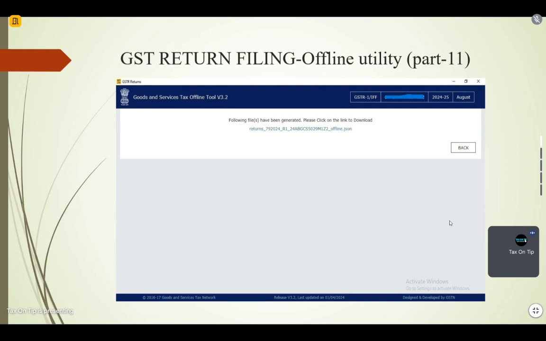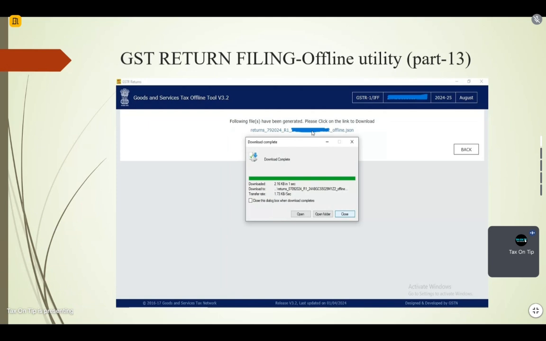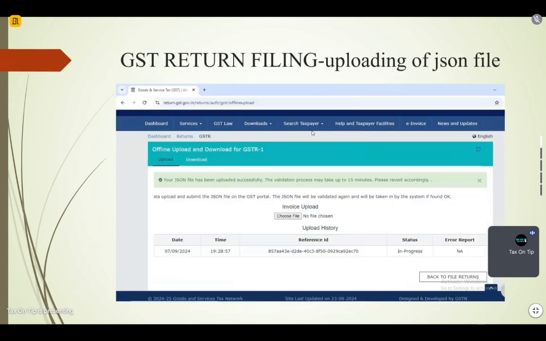Then we just need to download the JSON file, and here you can see that R1 means GSTR1. Now when we click on that offline JSON link, the next screen will appear asking, do you want to open or save this file? We generally save this file because we need to upload that file directly on the portal. Once we click on the save button, the download will complete, and you will be asked where to save that file. Wherever you want to save it, you can use that tab to upload the file.